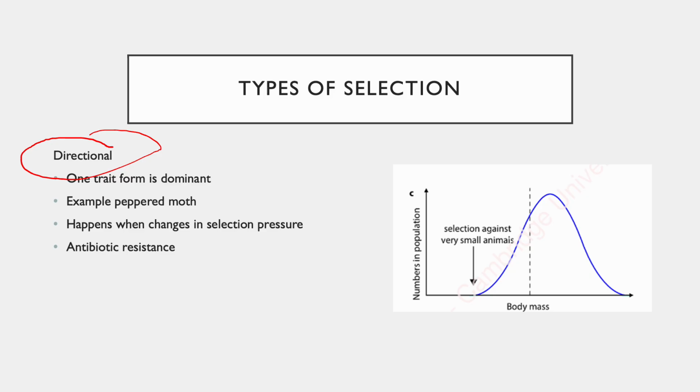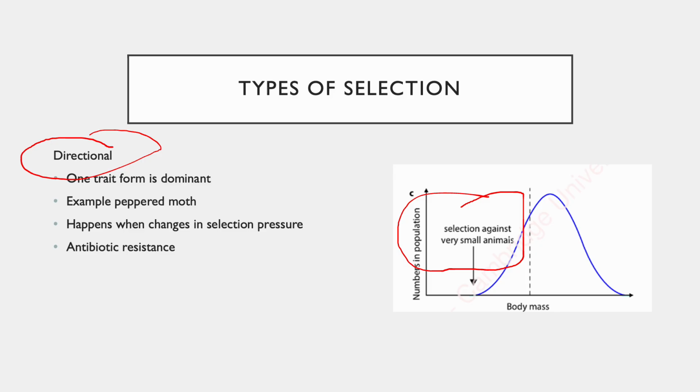Because when changes in the selection pressure happen, here for example if you see in the graph, selection against very small animals, so the selection pressure when applied has promoted the existence of only one extreme phenotype. It can only be the larger ones, it can only be the smaller ones.